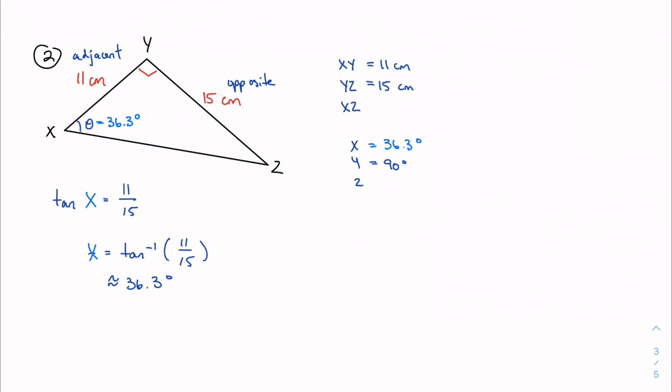And we know that there are 180 degrees in a triangle, right? So I know that x plus y plus z equals 180. So 126.3 plus z equals 180. So just by subtracting, I'm going to get z equals 53.7 degrees.